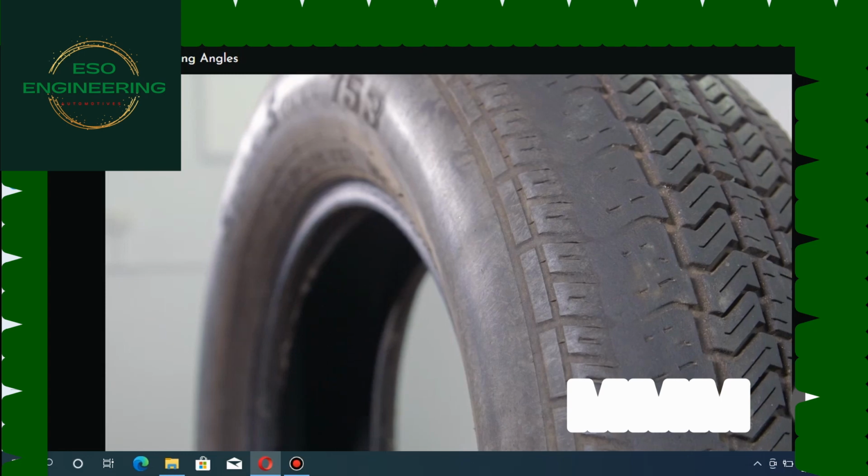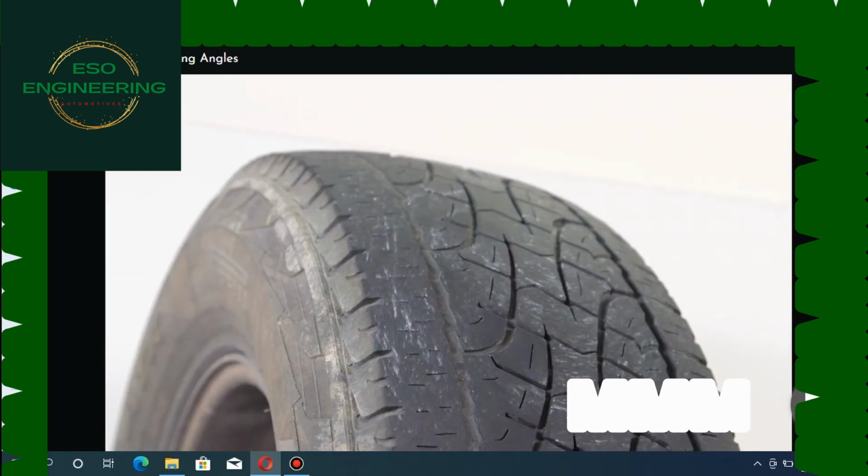Too much toe-in will push the outer edges of the tyre into the road, resulting in accelerated wear on the contact patch. Conversely, excess toe-out pushes the inner edges of the tyre into the road, resulting in abnormal wear on this part of the tyre.